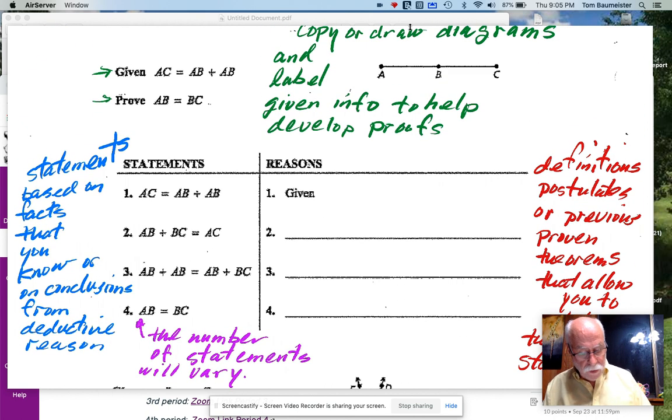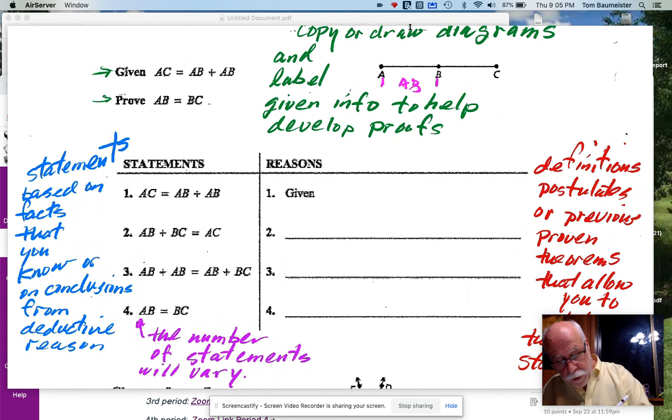All right, so the first statement is what is given. So AC is equal to AB plus AB. That was given to us. We know that this length from here to here is AB. They're telling us that AC is equal to AB plus AB. So what it's kind of telling us is that we have that there, all right?